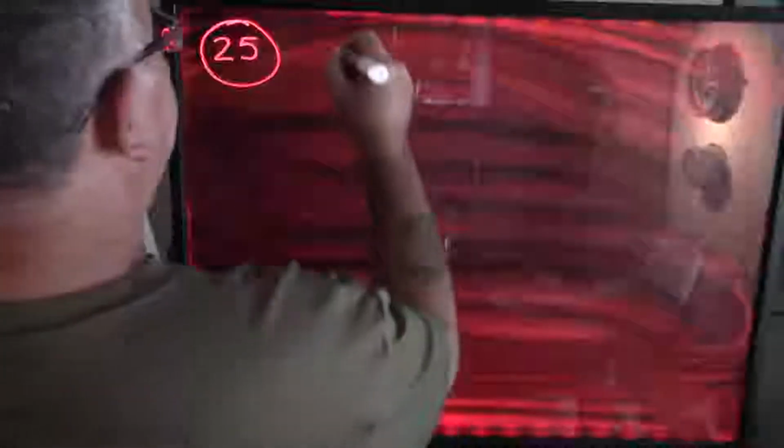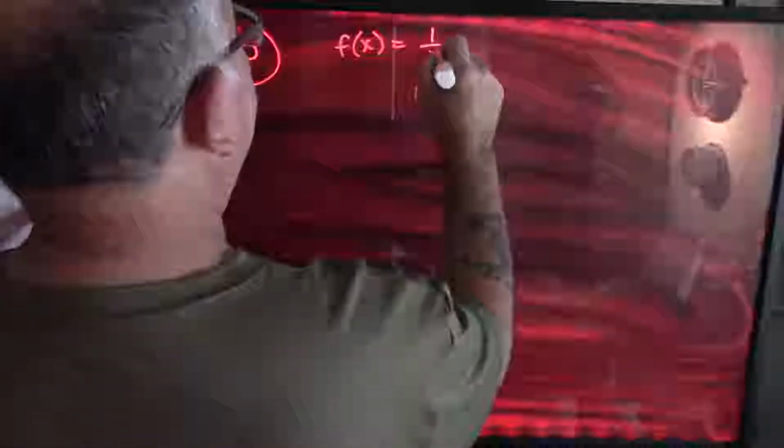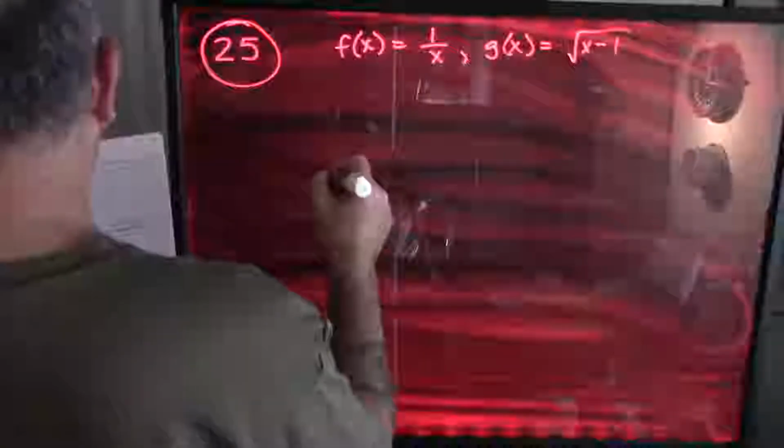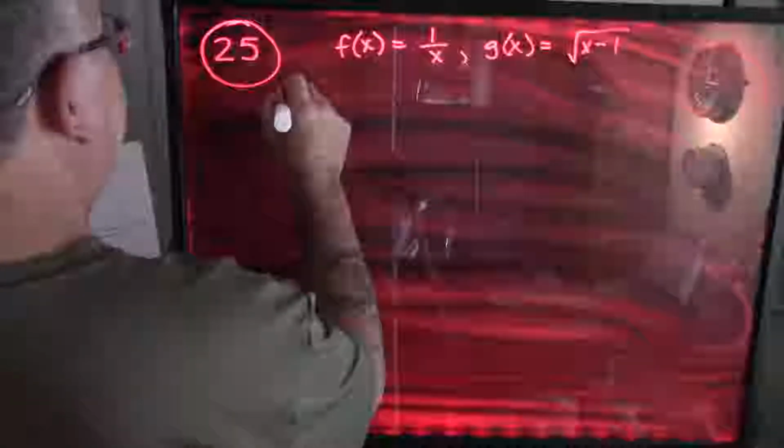Okay, number 25. We have f of x is 1 over x and g of x is square root of x minus 1. Write the domain of f composed with g of x in interval notation. So f of x is 1 over x. g of x is square root of x minus 1. So we need to write the domain of f composed with g.